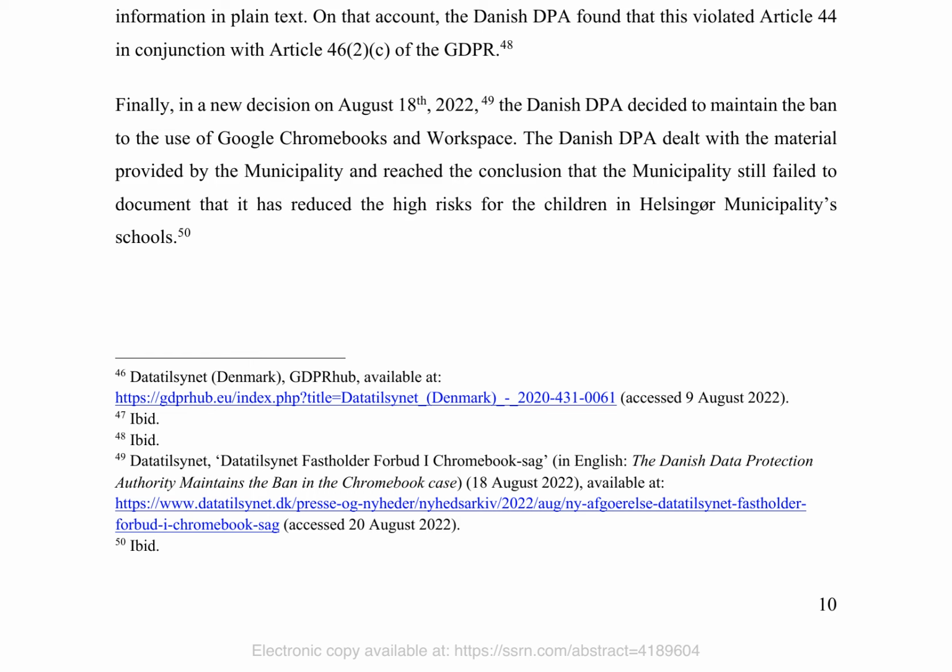The municipality's reliance on encryption as an additional safeguard was also deemed insufficient, as Google LLC could still access the information in plain text. The Danish DPA's decision highlights the importance of conducting thorough data protection impact assessments, ensuring data minimization, and implementing robust safeguards for cross-border data transfers. The authority's ruling upholds the ban on the use of Google Chromebooks and Workspace in Helsingor Municipality's schools, emphasizing the need for compliance with GDPR requirements.